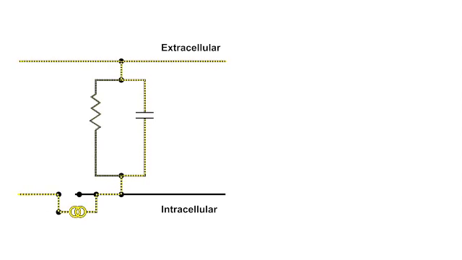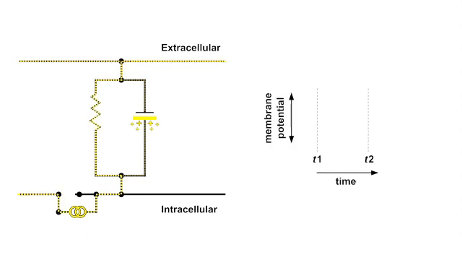Initially, more current is channeled to the capacitance branch as the membrane becomes charged. Gradually, more current flows through to the resistance branch. Membrane potential reflects the current that goes through the resistance branch. Its rise is gradual in response to a sharp current pulse.